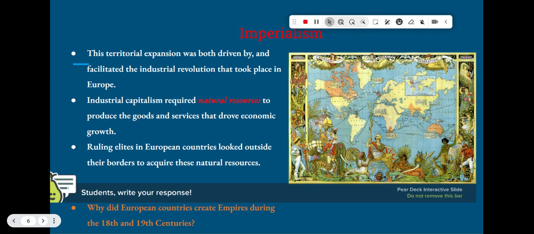The territorial expansion was both driven by and facilitated by the Industrial Revolution that takes place in Europe. Industrial capitalism requires natural resources in order to produce the goods and services that drive economic growth. So they need those raw materials, the iron, the timber, the minerals, in order to manufacture all of these new goods that they're capable of making. And this starts in Europe, and Europe doesn't have a lot of natural resources. So they have to look outside of their borders in order to acquire these natural resources.